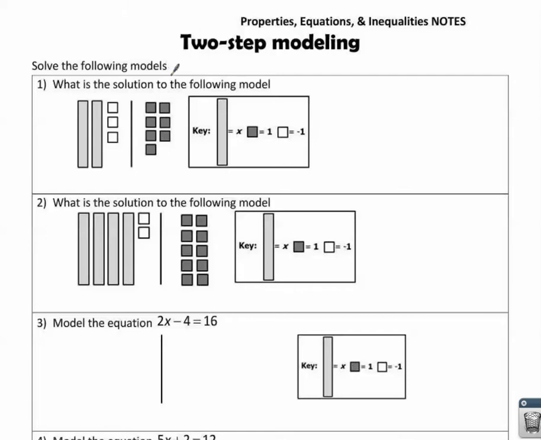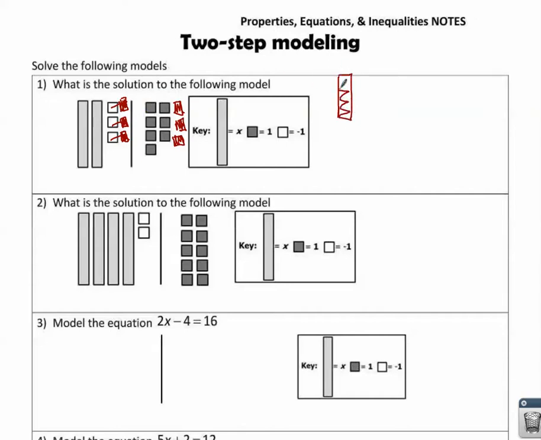Two-step modeling has the same concept, but there's one extra step. So when finding the solution, same thing, you're getting your x by itself. So here, I want to do my inverse boxes. So I'm going to add 3 boxes on each side. So now I have a total of 1, 2, 3, 4, 5, 6, 7, 8, 9, 10 boxes on the right and 2 x's on the left.